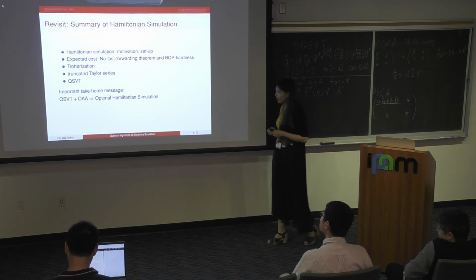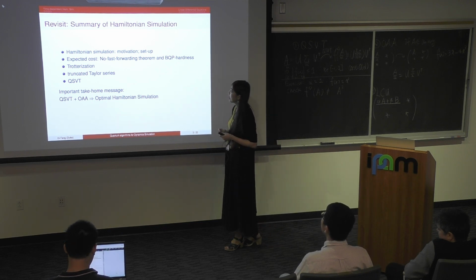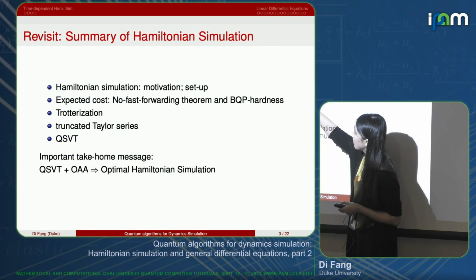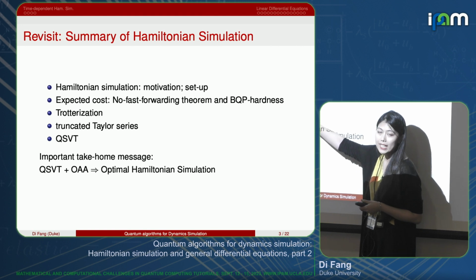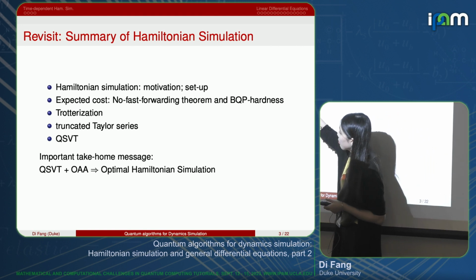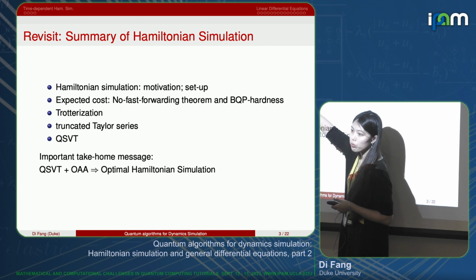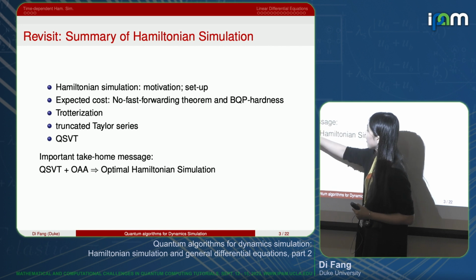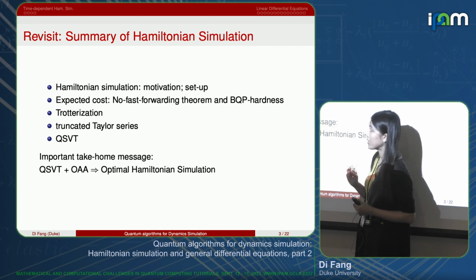Before I go into what I want to do today, this is a revisit of what we covered last time. We defined the problem, we talked about motivation, we have the expected cost, and specifically there are three quantum algorithms that I discussed. Number one is qubitization. It uses no ancilla loss. However, it requires the Hamiltonian to have a certain form. The second is the truncated Taylor series, combined with LCU. So this is the LCU-based approach.